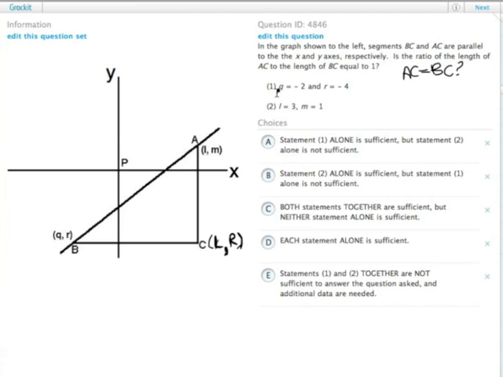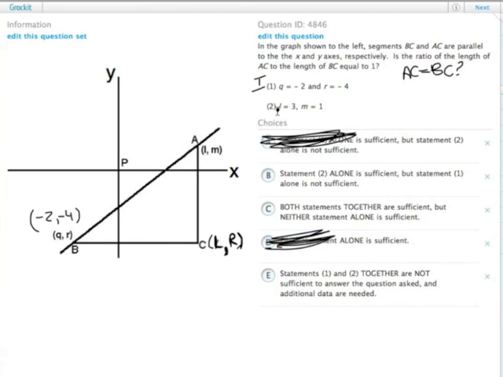So Q equals -2 and R equals -4. So it gives us this point as (-2, -4), which isn't enough. It doesn't really tell us anything. So statement 1 is insufficient on its own because it only gives us one of the points. So it's not A and it's not D.